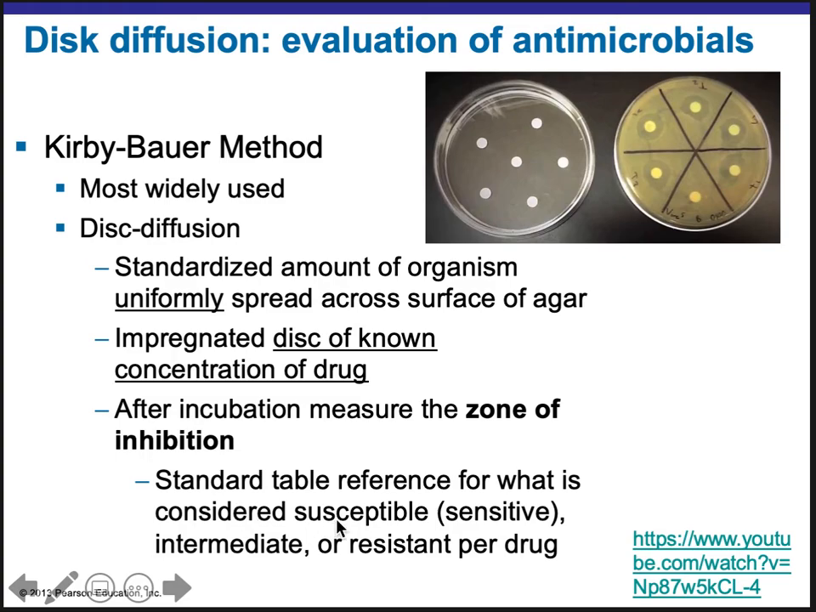So if the zone of clearance is large enough, according to that reference table or chart that you look at, then you would say that the bacteria is sensitive or susceptible to the drug. Perhaps it's intermediate. It's not fully susceptible, but you did get some inhibition, or it can be resistant. So we can say that, for example, this disc that doesn't have a zone at all, we know the bacteria are resistant to that drug for sure, because there's no zone of clearance. But for these other ones, we don't know until we measure and compare it to the chart.